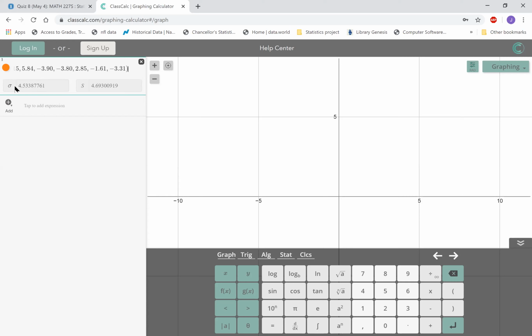So if you look at it, it gave me two numbers. It gave me population standard deviation and it gave me sample standard deviation. For this one, all I care about is sample standard deviation, because since this is a sample, not the entire population, that's why we're using s. So we get 4.69. Everybody get 4.69?